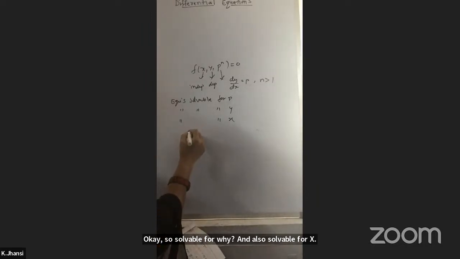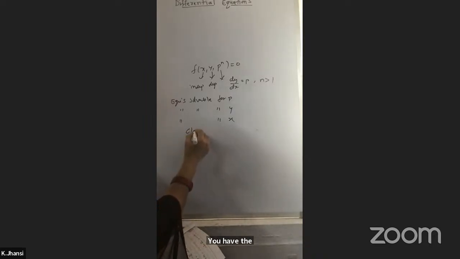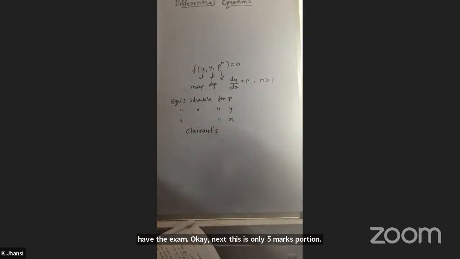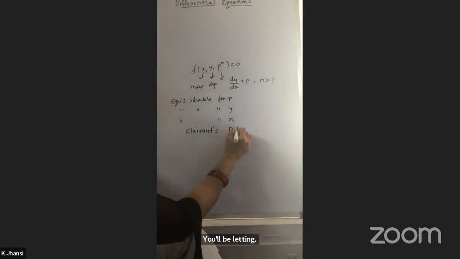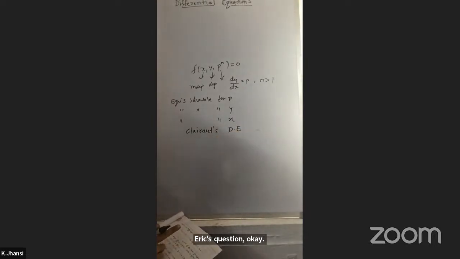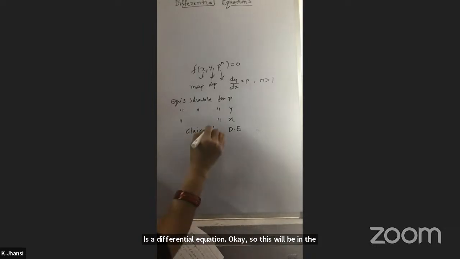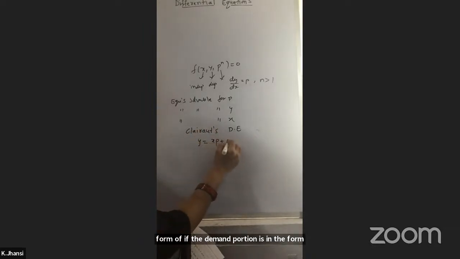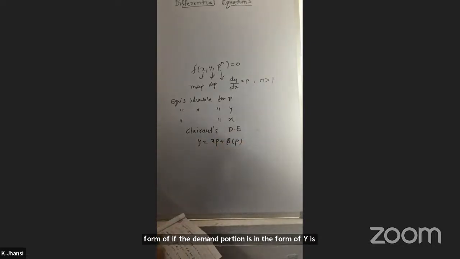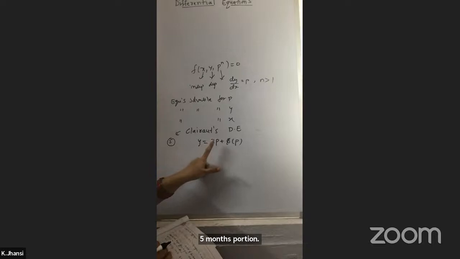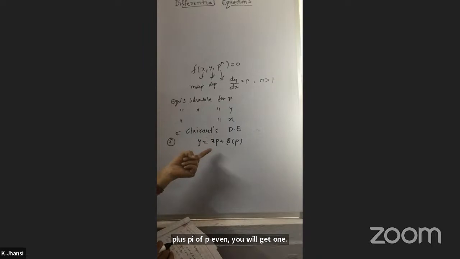Okay. Next, another one, this is only a 5 marks question you will get. Clairaut's equation. Okay. It is a Clairaut's differential equation. So if the given question is in the form of y is equal to xp plus phi of p, you will get only one 5 marks question in Section A. Okay. So y equals xp plus phi of p, even an objective type of question you will also get.